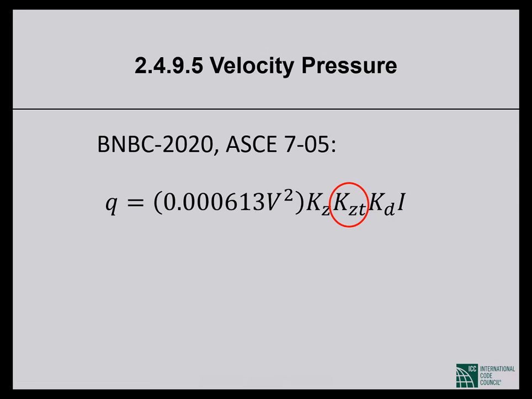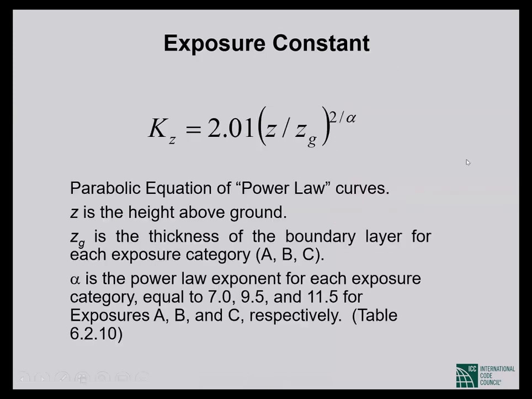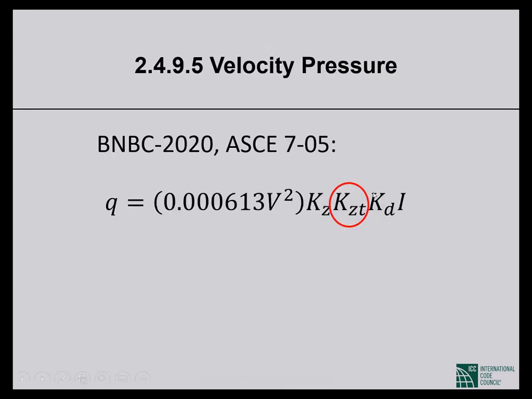So that's K sub Z. K sub Z is also given in tables, actually, and that's typically what we use. If we go beyond the tabulated values, the tables go up to 500 feet. Beyond that, we use the equation. K sub ZT is a topographic effect factor, as we call it.